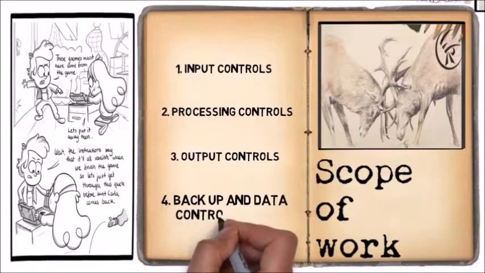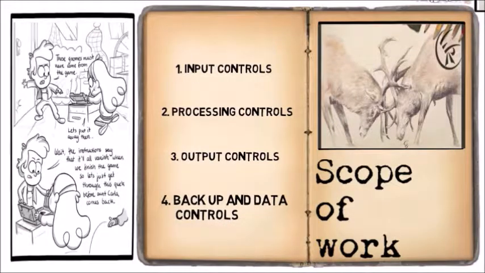4. Backup and data controls. Backup controls aim to maintain system and data integrity. A backup copy of a file is a duplicate copy kept separately from the main system and only used if the original fails.